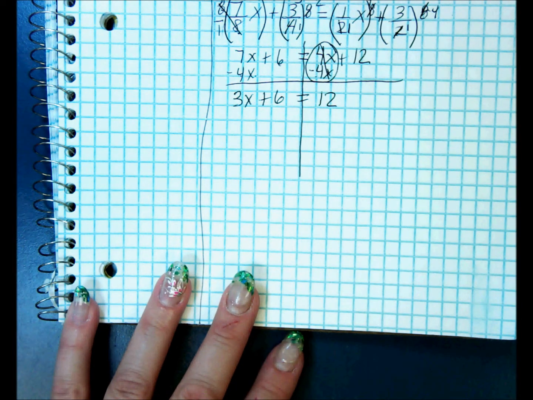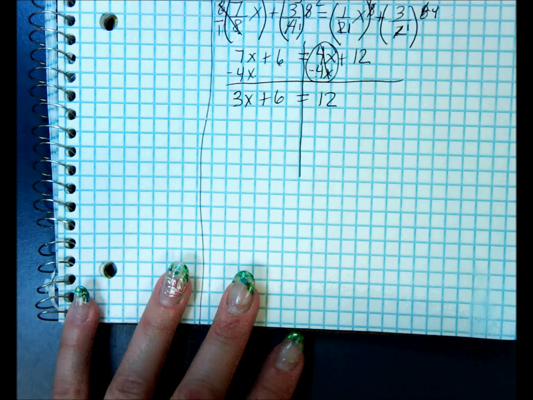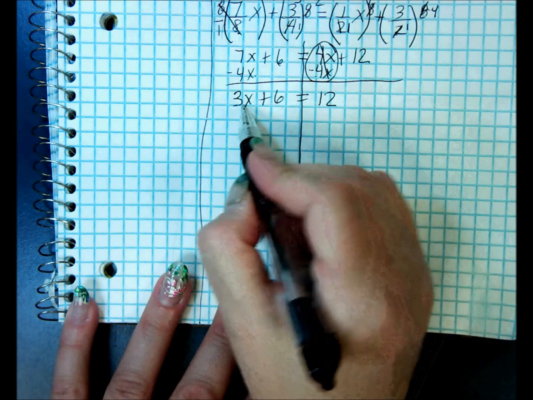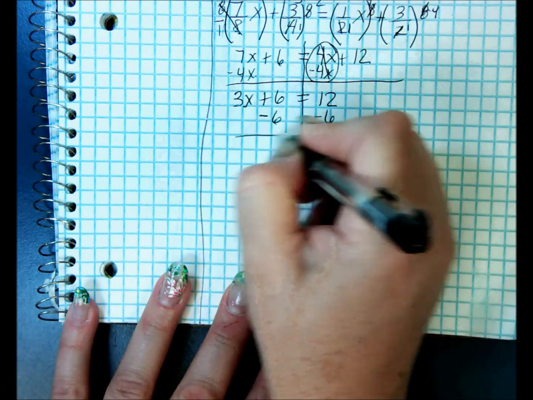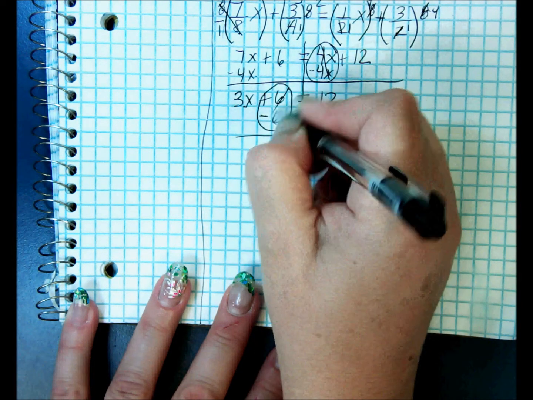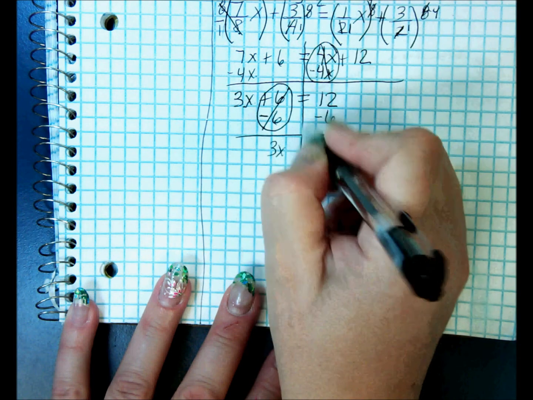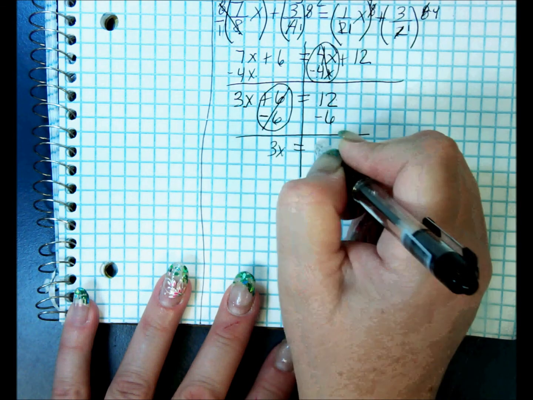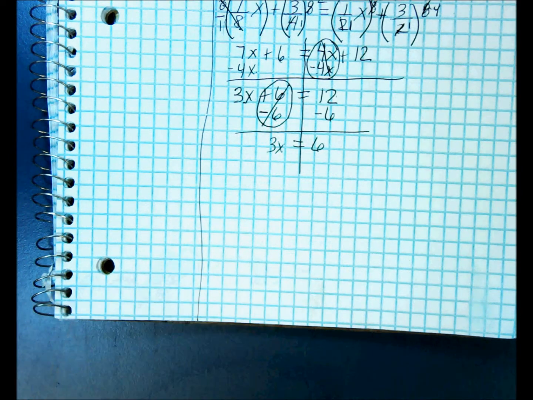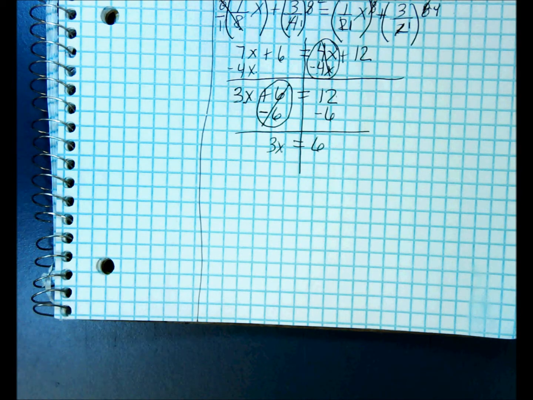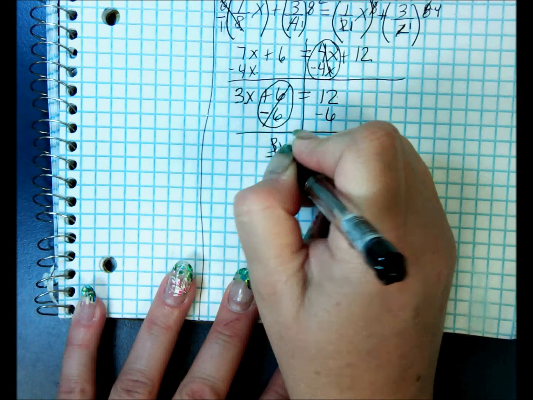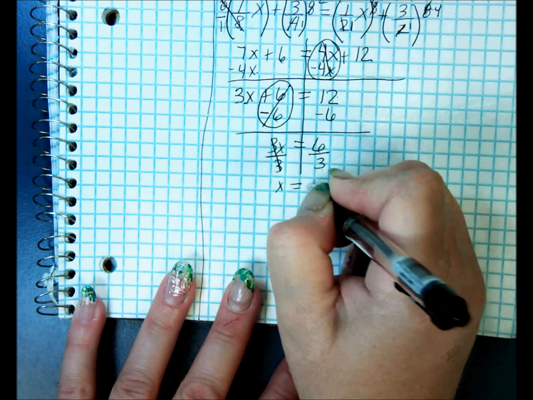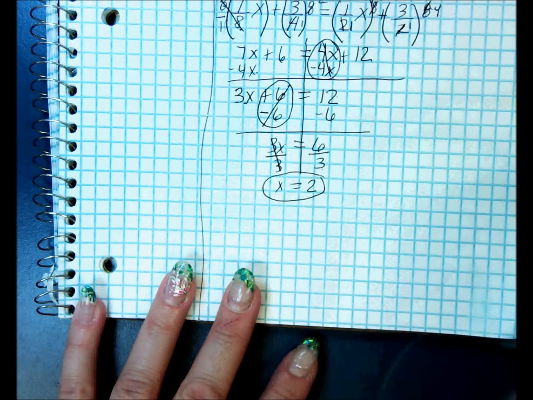Now, we have the variable on the same side. We're going to add and subtract to try to get this variable by itself. It's a plus 6, so the opposite would be minus 6. This is 0. Here we're left with 3x equals 12 minus 6, which is 6. Now that leaves us with multiplying and dividing. It's a multiplication, so the opposite of multiplication would be division. 3 divided by 3 is 1, so I'm left with x. 6 divided by 3 is 2. And that is the answer to that one.